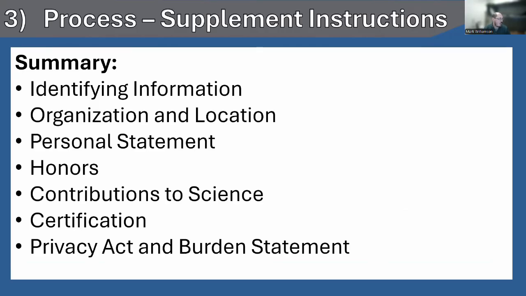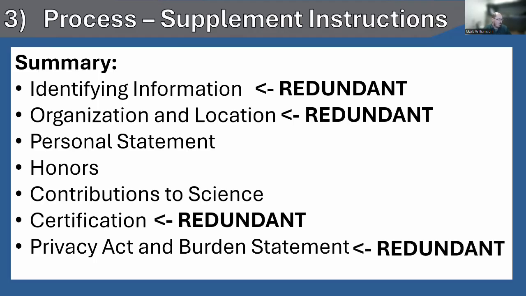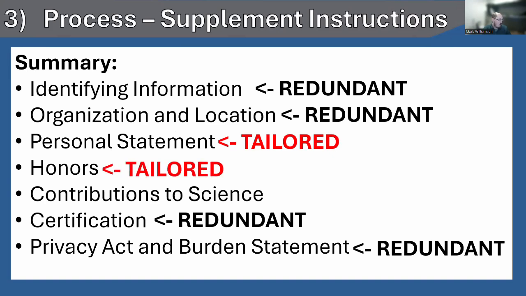So summarizing the supplement instructions, identifying information, organization, and location are redundant; you will already have filled that out for the Biosketch, and that's nice. You don't have to do that again in the SciENcv ecosystem. Then there's certification and Privacy Act, also redundant, but the tailored parts are the personal statement, the honors, and the contributions to science. So again, you really want to carefully craft those for the specific grant application, and that will play well with that specifically tailored products list in the Biosketch.